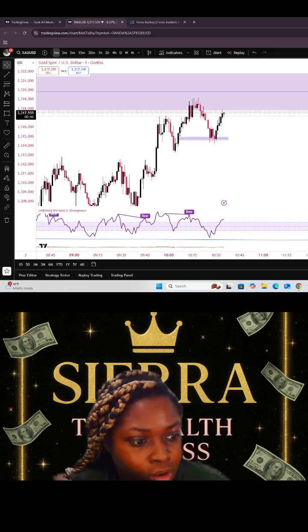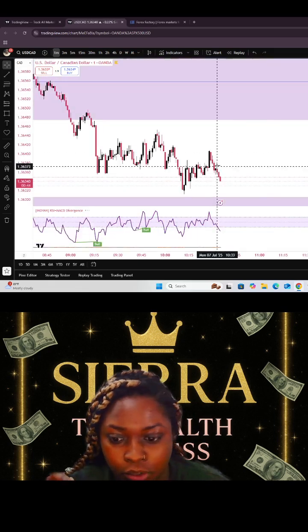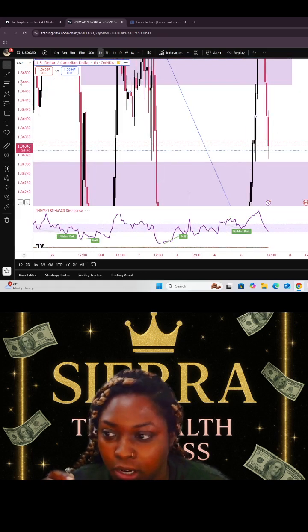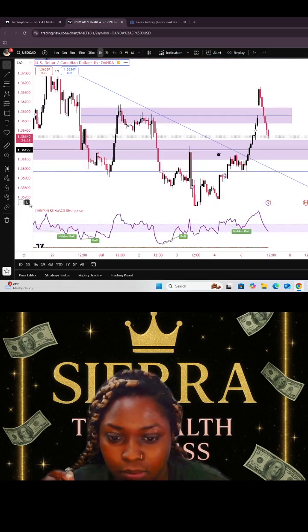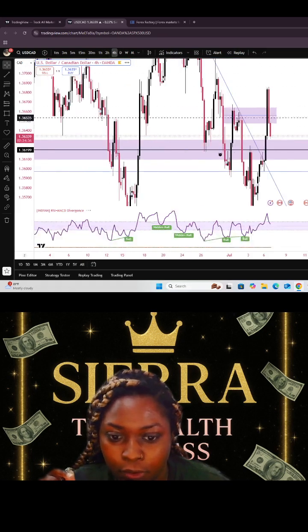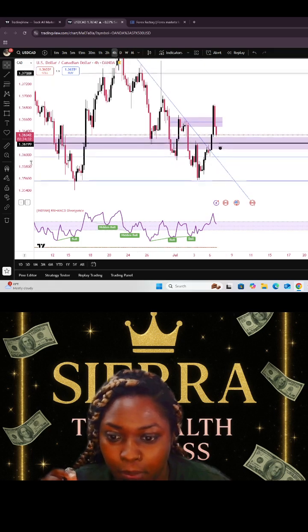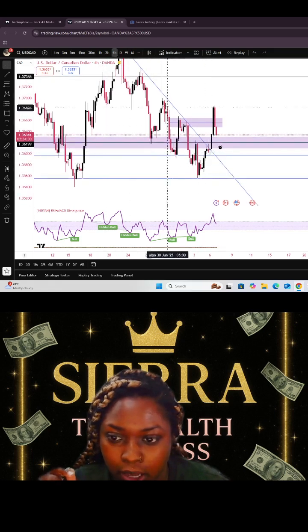We're waiting on gold and we're waiting on USD CAD patiently. USD CAD is taking all freaking day to get down here, but it's making its way. We're waiting for USD CAD to come into this fair value gap here. It could possibly come lower, right, and touch this. I would like to see it touch the trend line.